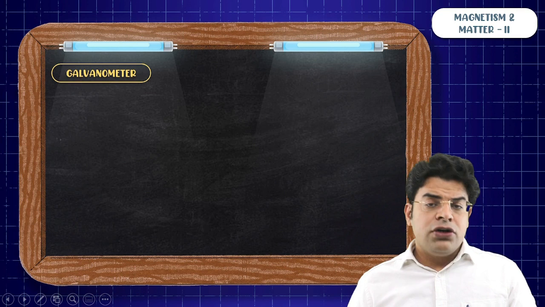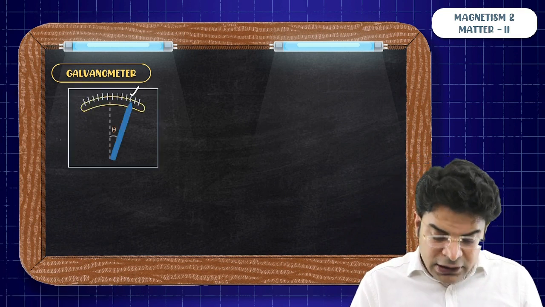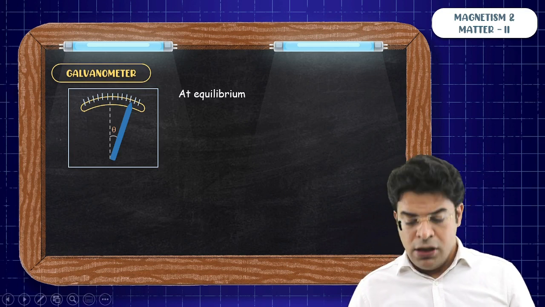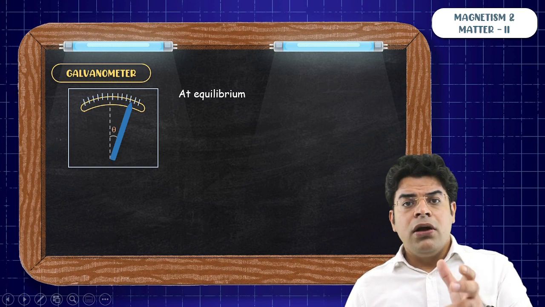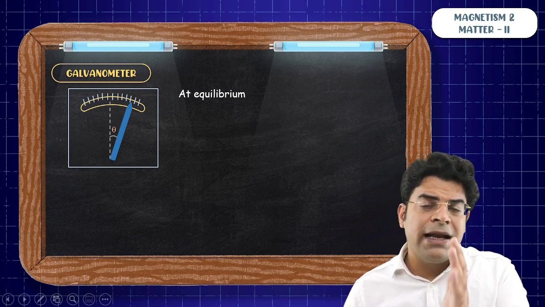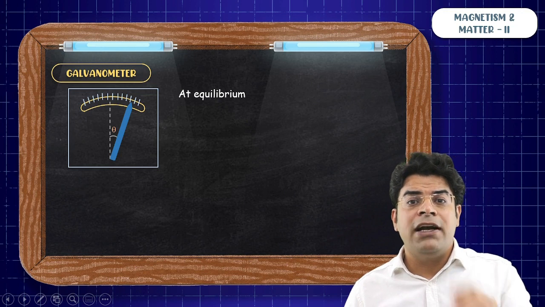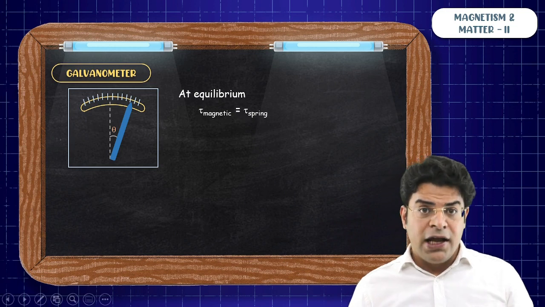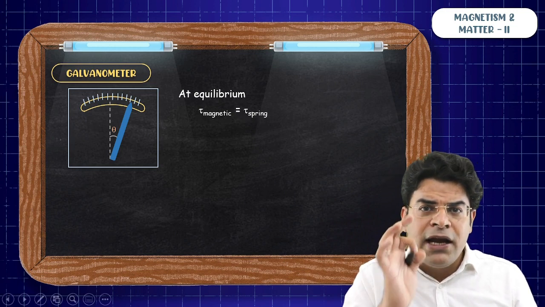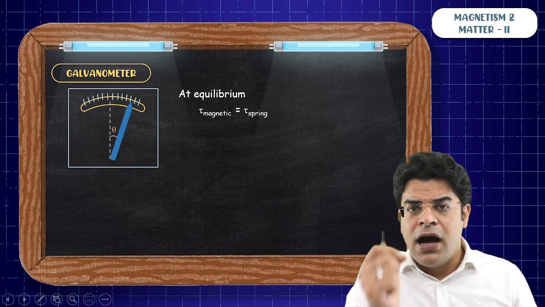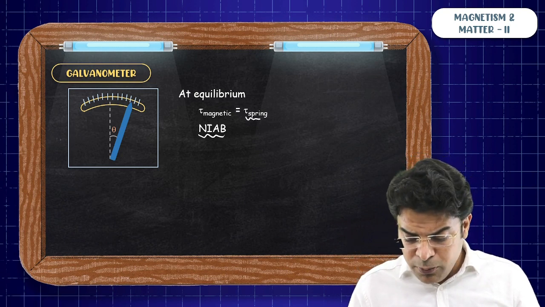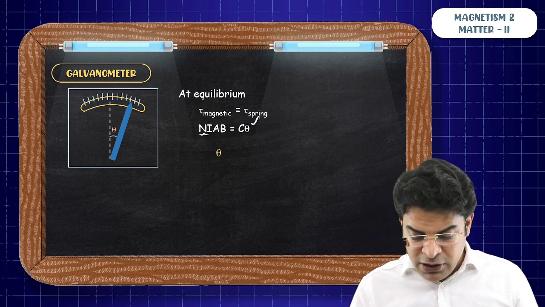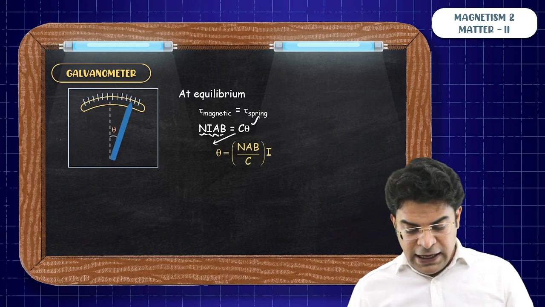Now, further talking about the galvanometer. Let's say the needle of the galvanometer comes to equilibrium after turning through an angle theta. At equilibrium, the torque acting on the coil due to the magnetic field is balanced by the restoring torque provided by the twist in the spring. So you can say that the magnetic torque equals the torque by the spring at equilibrium. The torque by the magnetic force is nothing but NIAB, and the torque provided by the spring equals C theta. Hence, bachcho, you can write theta equals NAB by C times I.